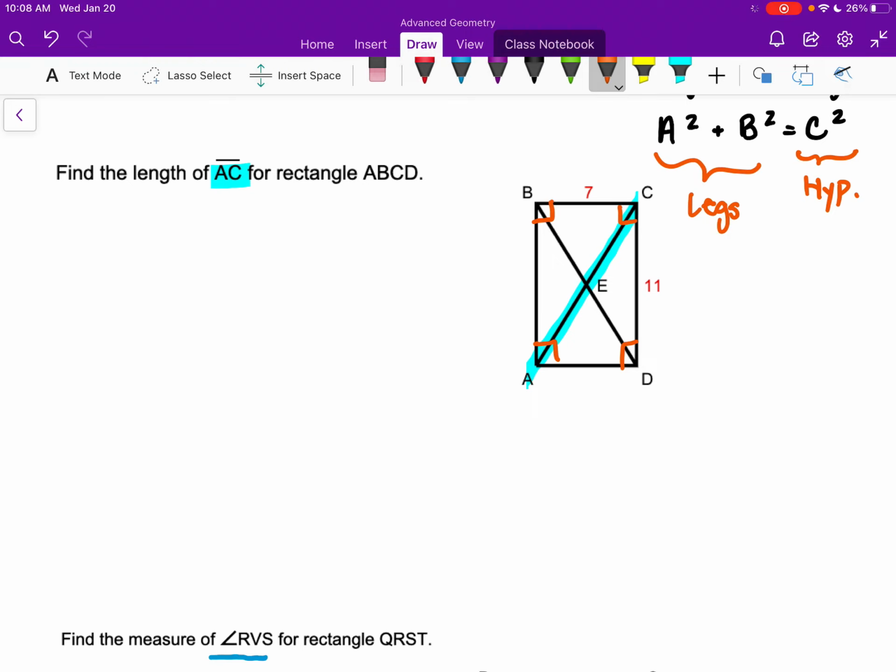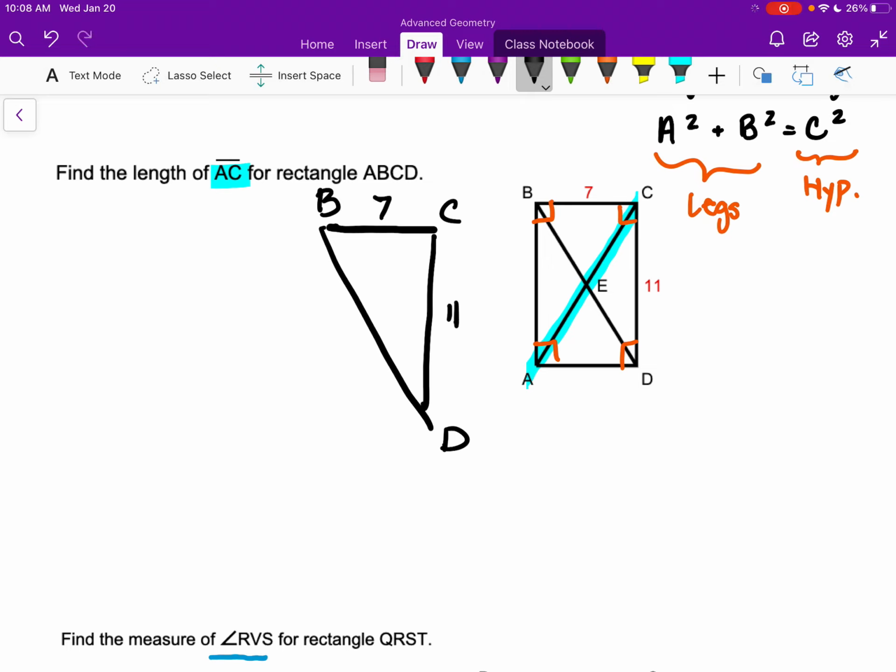We can look at the information we're given as its own little right triangle, B, C, D. This side is 7, this side is 11, and we have our unknown hypotenuse. We know this is a 90-degree angle because it is a rectangle. Now we can figure out what this diagonal BD is, and since we know that the diagonals are congruent, if we know BD, then we also know AC.